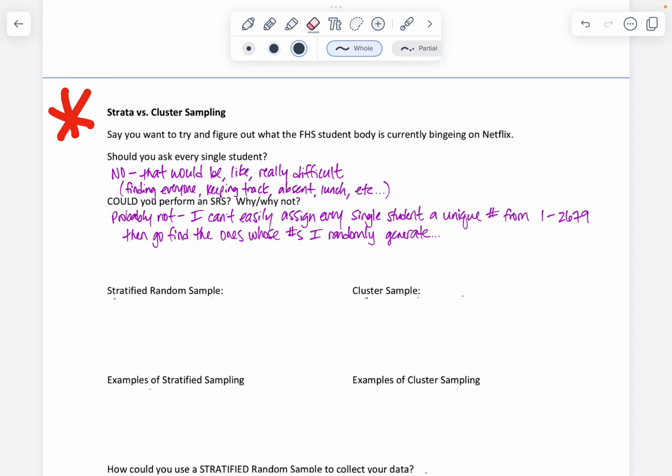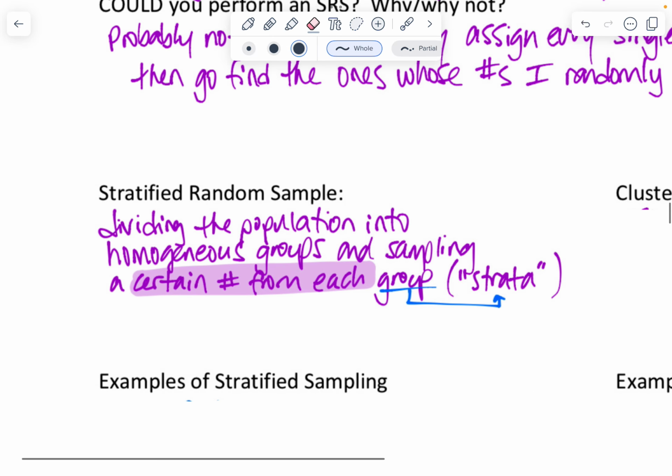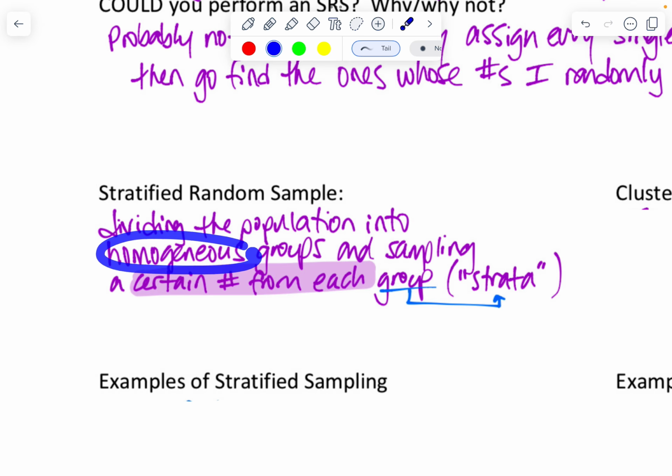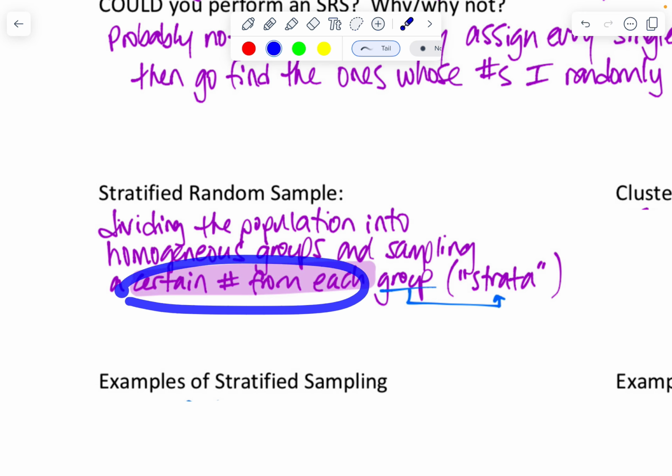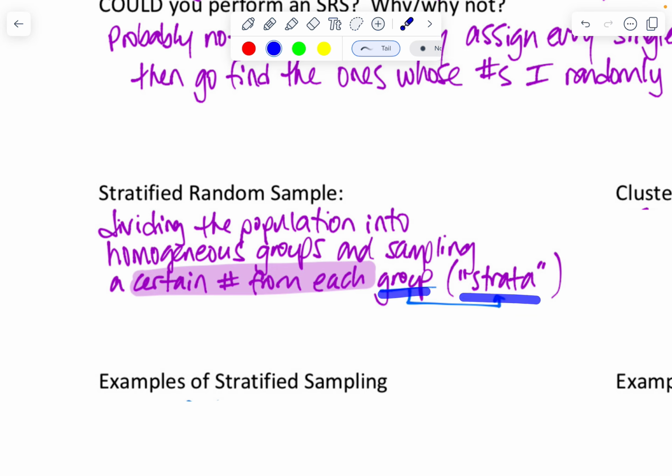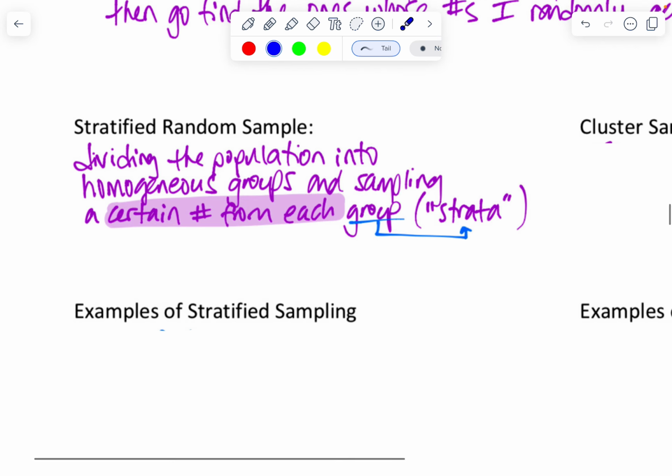Okay, a stratified random sample, what you wrote down in your reading guide. Let me zoom in. This is when we divide the population into homogeneous groups. Okay, so groups that have something in common. Okay, and then I take a certain number of people from each group. And by the way, the groups are referred to as the strata. Okay, let me give you an example.